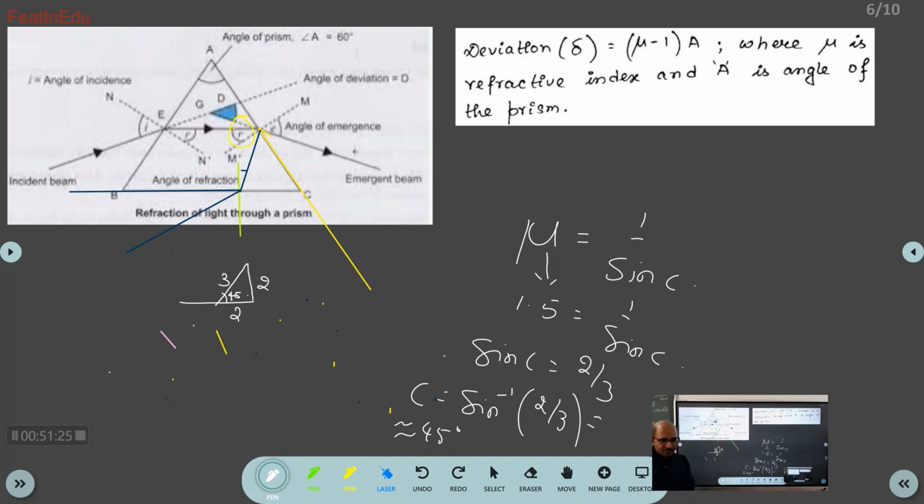Angle in any dense medium, the critical angle cannot be equal to 90 degrees, so it should always be less than 90 degrees. It can never be 90 degrees. What do you mean it can be 90 degrees?